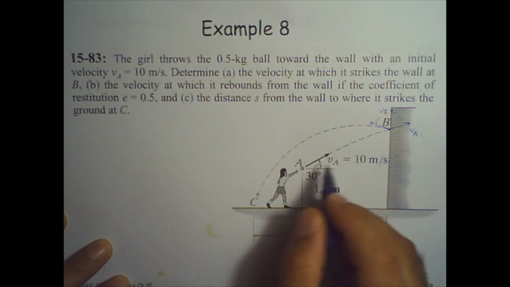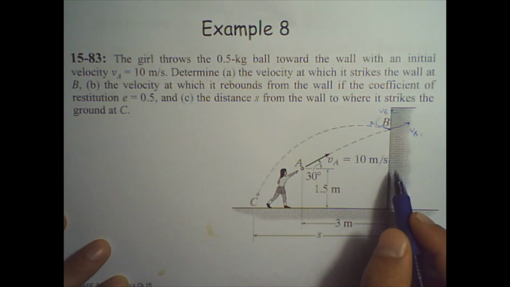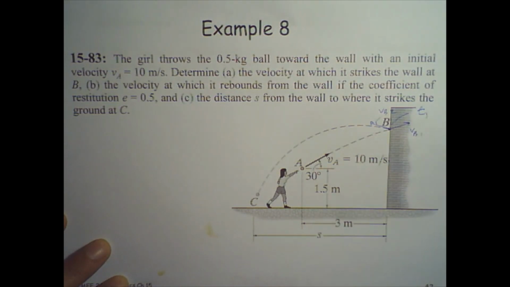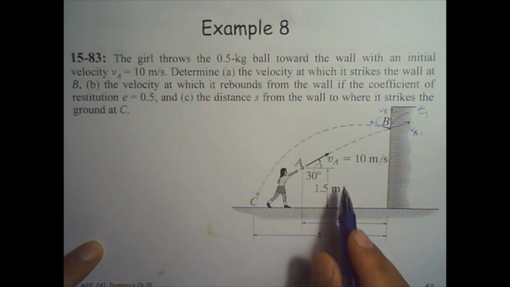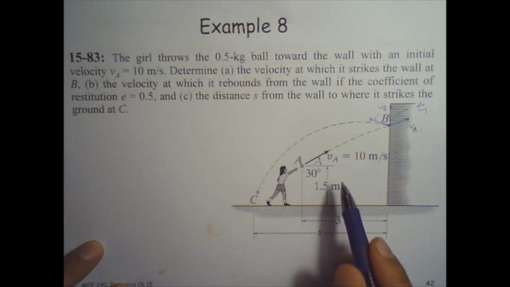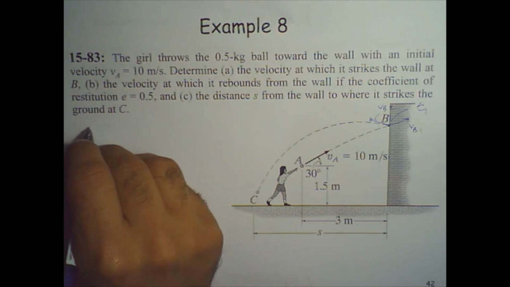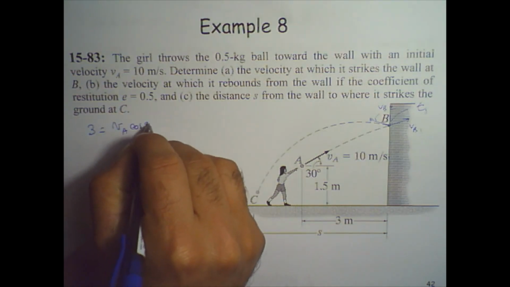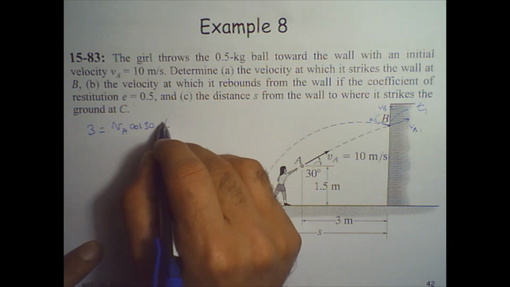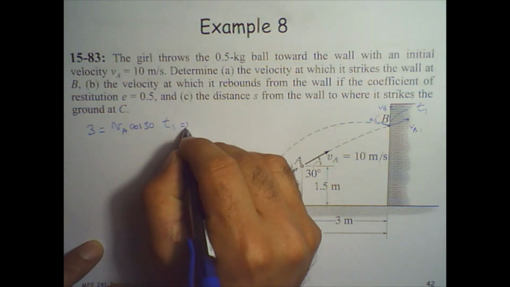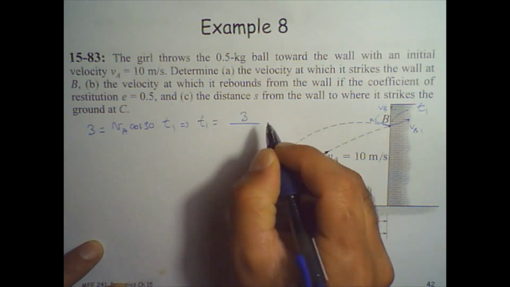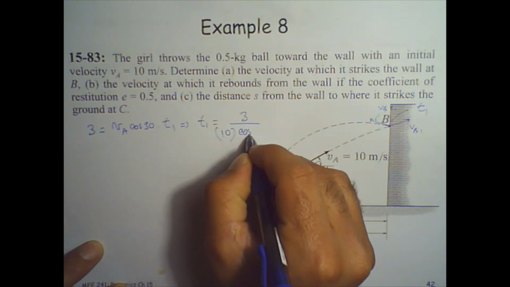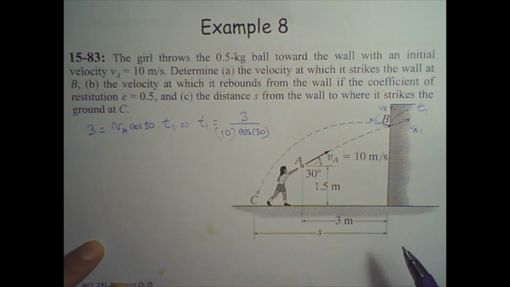We know this is VA, right? So the ball is thrown with this velocity. Let us see how we can find the time that it takes. So let's find this time T1. How do you find this time T1? Basically we know the distance, and then we know that the velocity in x direction is going to be constant. So we know that distance 3 is going to be equal to VA cosine 30 degree multiplied by T1, right? So time T1 is going to be equal to 3 divided by VA, which is 10 cosine 30.